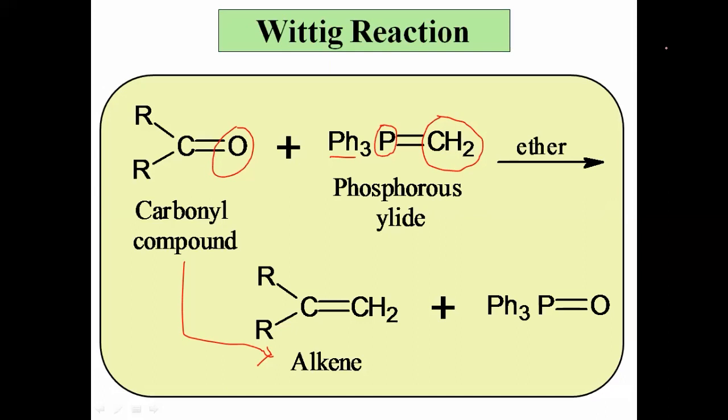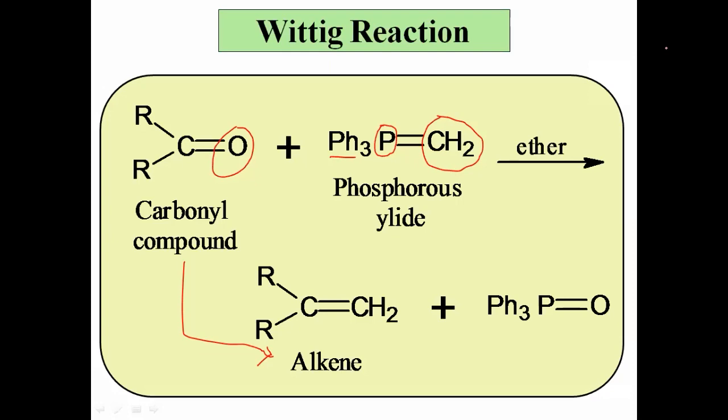This reaction is called the Wittig reaction, and in this reaction also there is a conversion of one functional group. One functional group means the carbonyl group. There is a conversion of the C double bond O group into an alkene group, into an olefin. Alkene is called olefin. There is a double bond. It is called olefin.